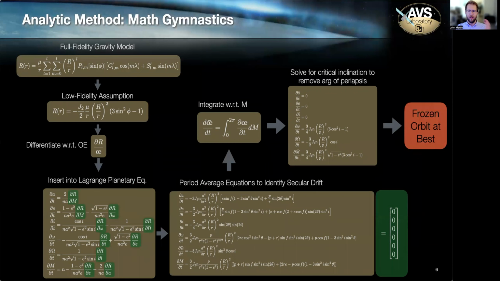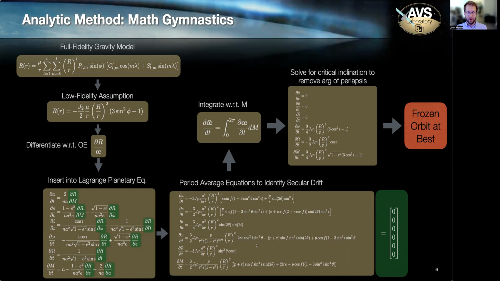So this slide is a lot. We're not going to go into great detail, but the point being, if you want to solve the periodic orbit problem analytically, you have to do a lot of mathematical gymnastics. So you might start with a full fidelity gravity model, make some assumptions, and you simplify it. So you just say Earth is really just an oblate spheroid, even though it has many more things or perturbations. You might differentiate that gravitational potential with respect to the orbit elements, throw them into the Lagrange planetary equations, which gives you the time rate of change of the orbit elements.